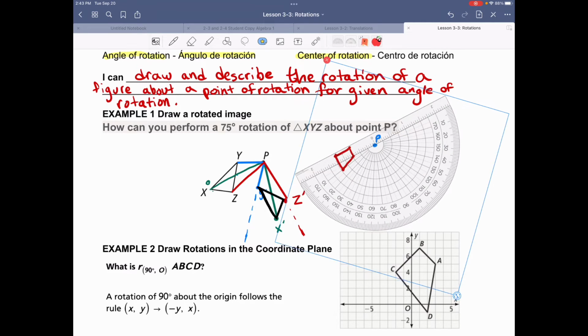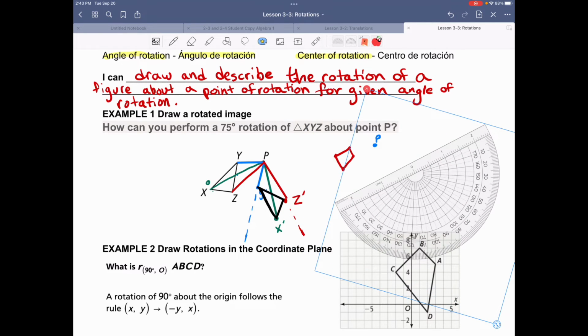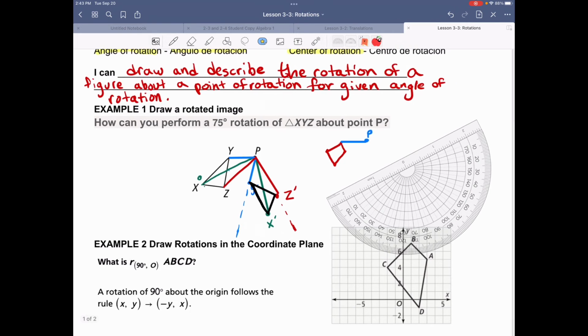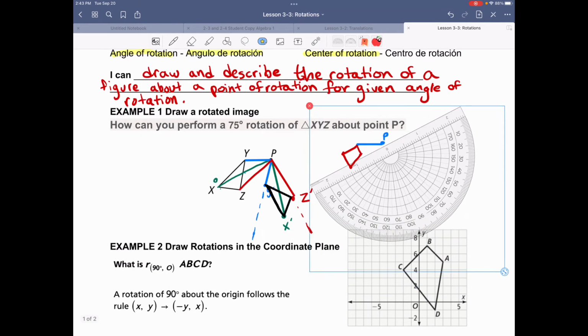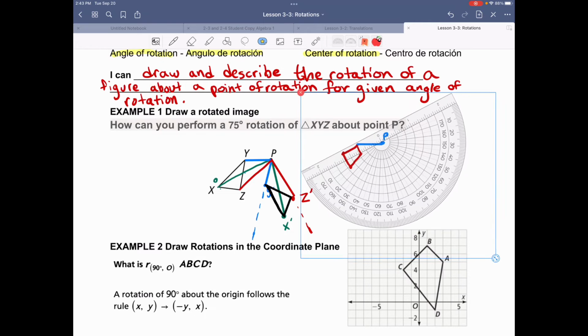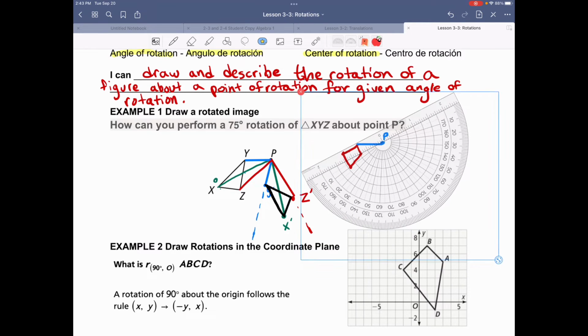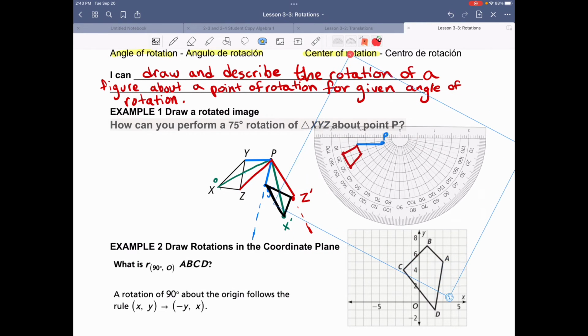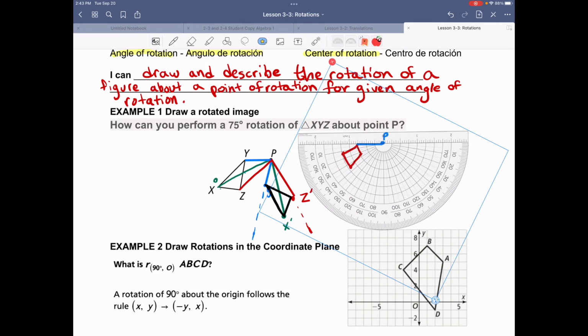You would need it to connect to a point first, so let me grab my pen. You'd have to connect these points, and then you could choose, maybe you wanted to rotate it 100 degrees. You would just do the same steps. So if you want more practice with this, you can try it at home. If you have a protractor, you can come after school and I'll do another one of these with you.